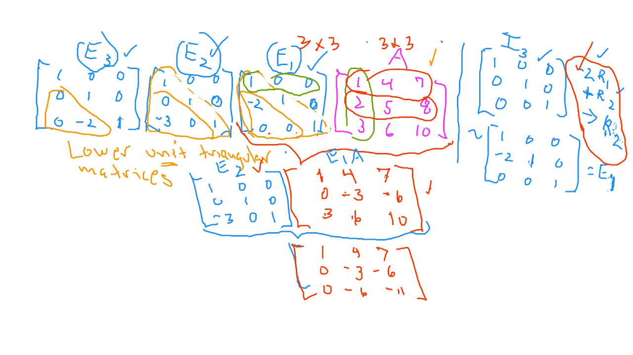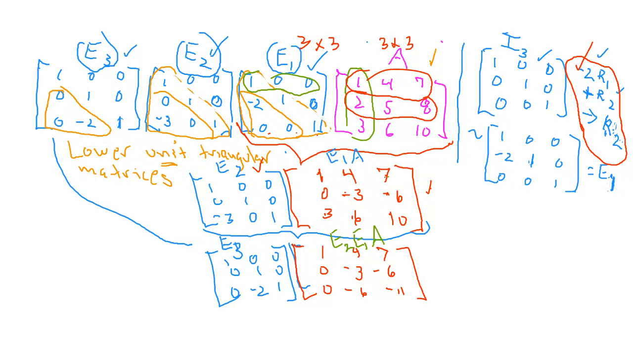Now what you're going to do is bring down E1. 1, 0, 0 times 0, 1, 0 times 0, -2, 1. I'm sorry, that's E3, right? You're going to multiply that E3 by the E2 times E1 times A matrix, in that order.